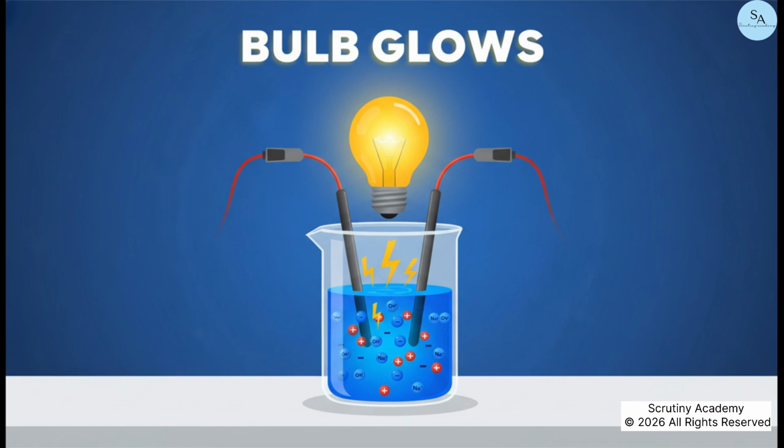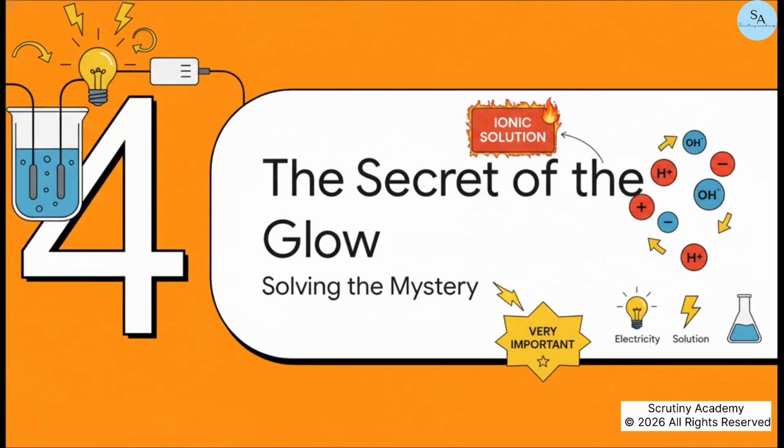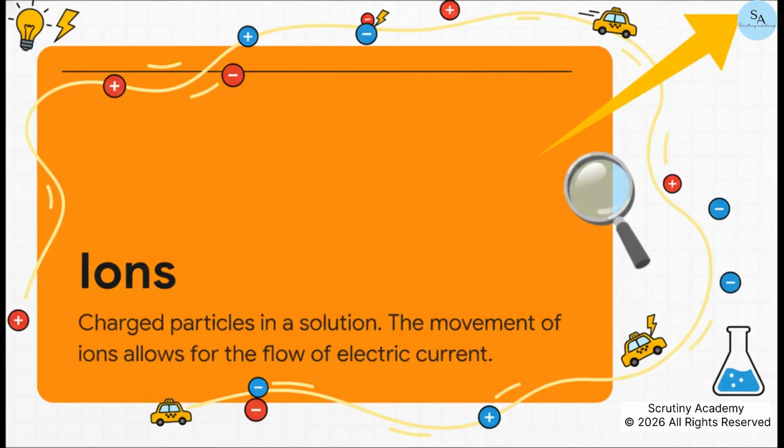Now, it's finally time to uncover the secret. All right, let's solve this mystery once and for all. What is the real secret behind the glow? What is it that acids and bases have that glucose and alcohol are missing? The entire secret comes down to one tiny little thing called an ion.